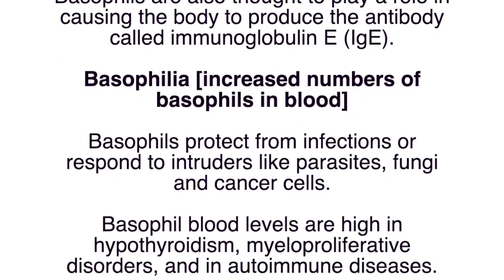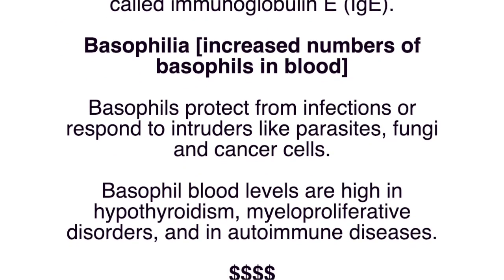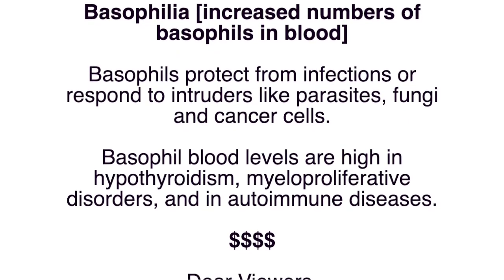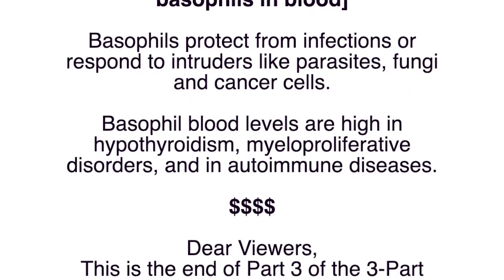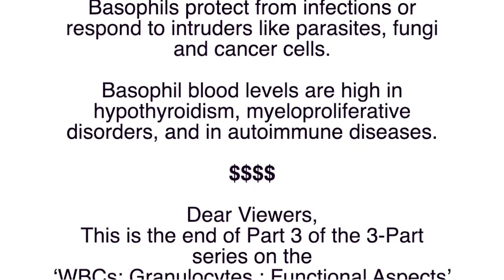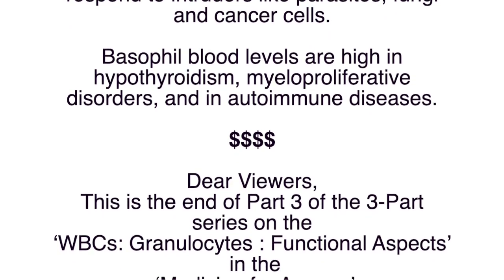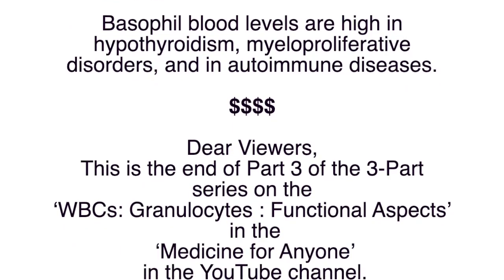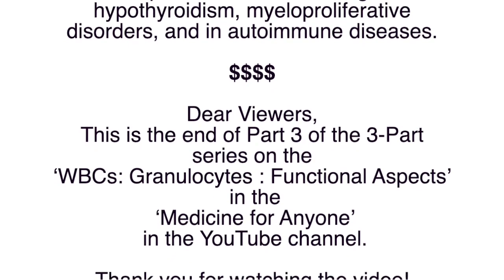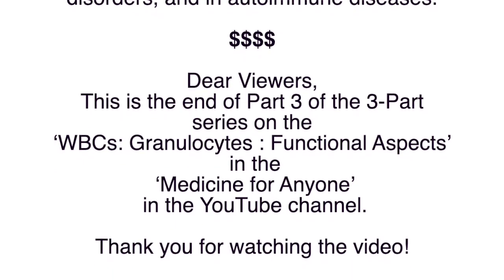Basophilia. Increased numbers of basophils in blood. They protect from infections or respond to intruders like parasites, fungi, and cancer cells. Basophil blood levels are high in hypothyroidism, myeloproliferative disorders, and in autoimmune diseases.